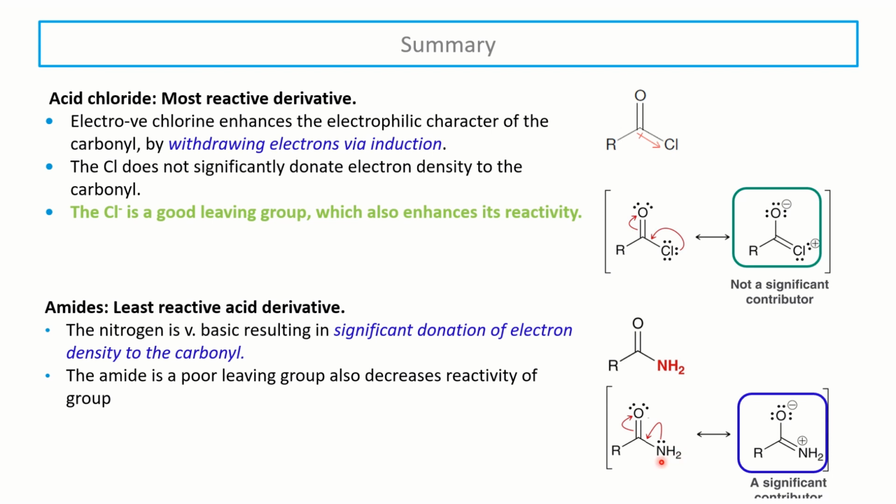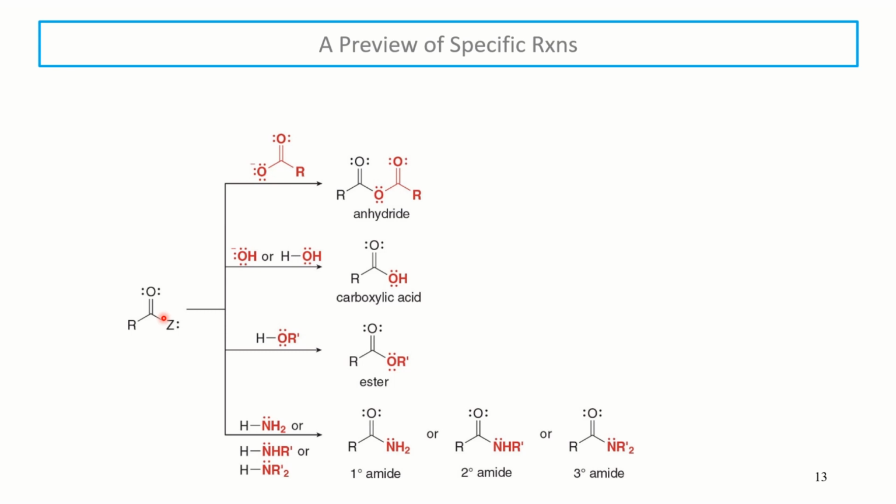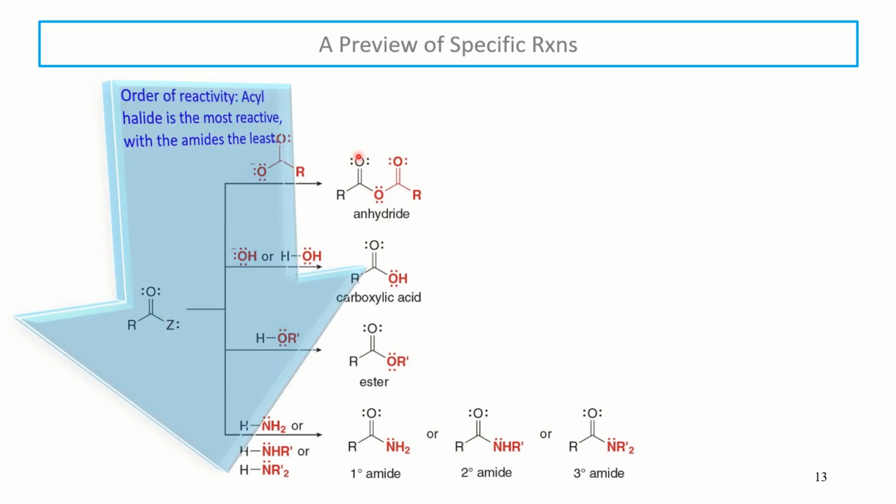The amide is also a very poor leaving group, and so the acid chloride therefore becomes the most reactive acid derivative, and the amides are the least reactive. We can look at the specific reactions, and we saw all of these will react with an acid chloride. But when we look at these acid derivatives, we've got to be careful of how we view the reactivity, because this is decreasing reactivity.